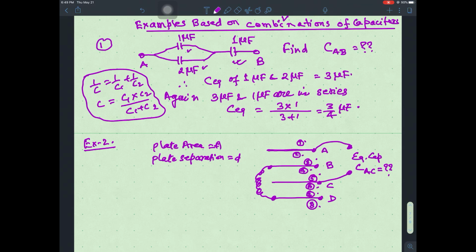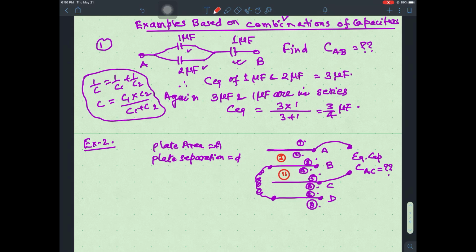8 surfaces are there. How many capacitors are formed? For capacitors we need two surfaces. So first capacitor, here it will be formed. Second capacitor we can get here. This is the second capacitor we are getting.